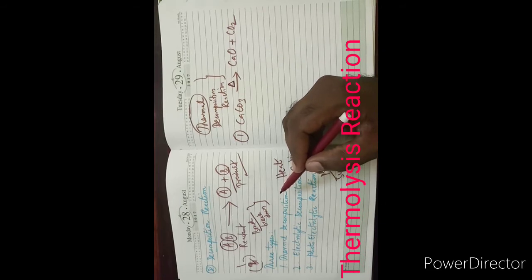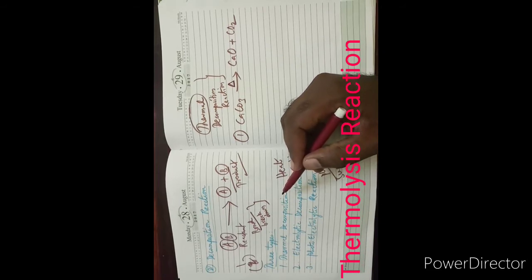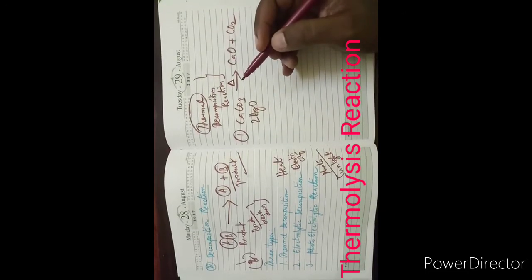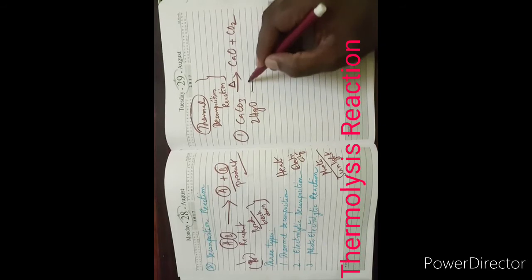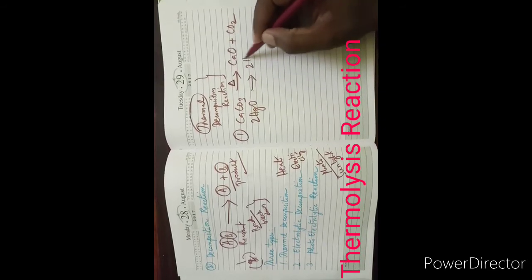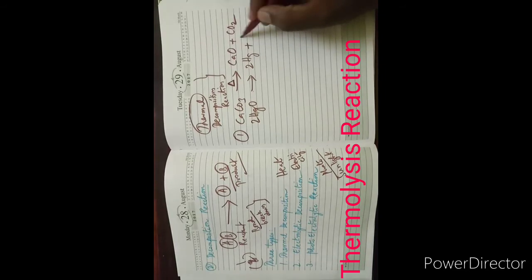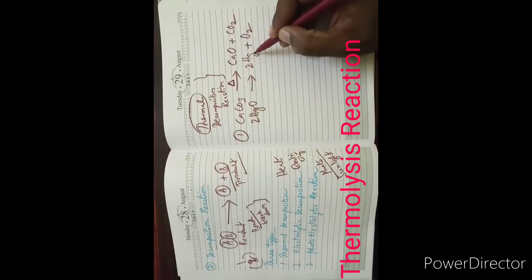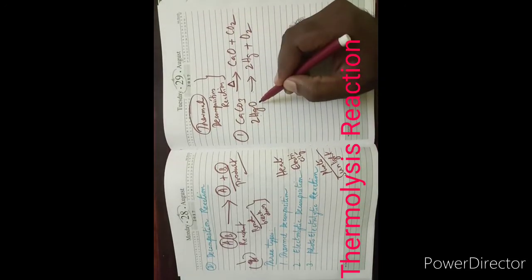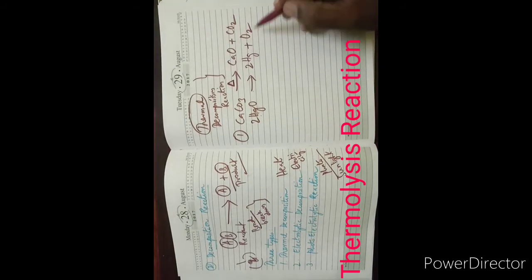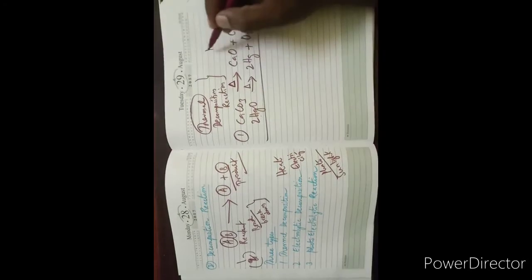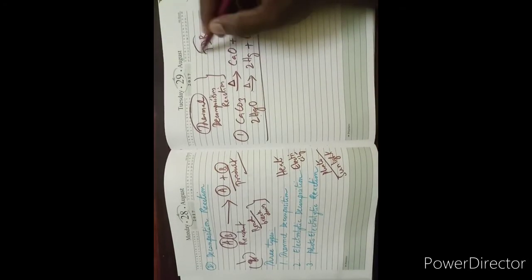One more example we can give for this, that is 2 moles of mercuric oxide, which can be converted into 2 moles of mercury and 1 mole of oxygen. So we have written 2Hg, and O2 is here. So single reactant has been changed into two more products by application of heat. So this is the example for thermal decomposition reaction.